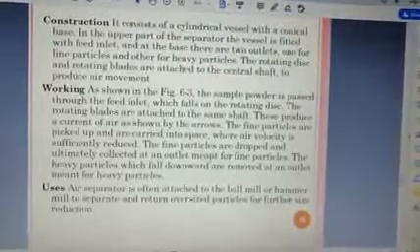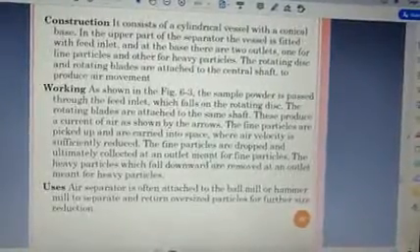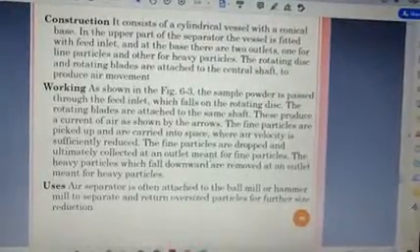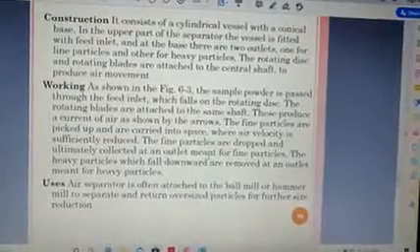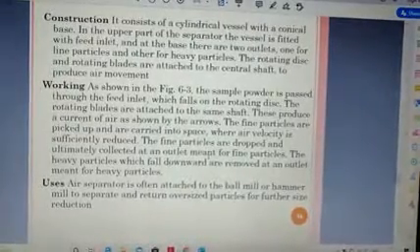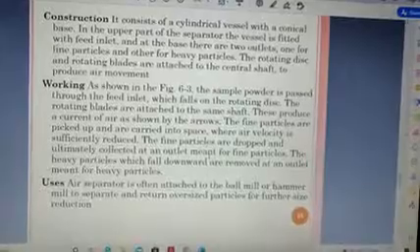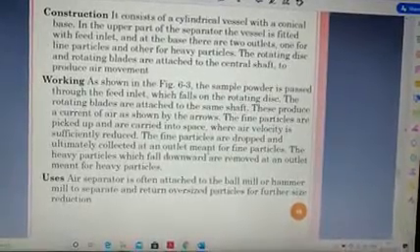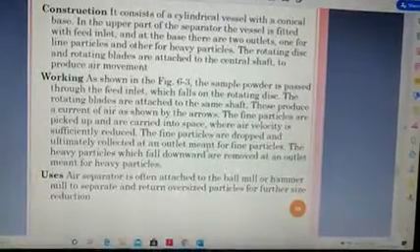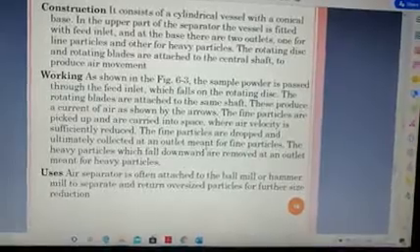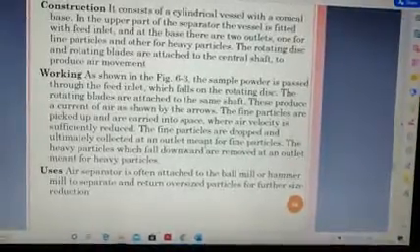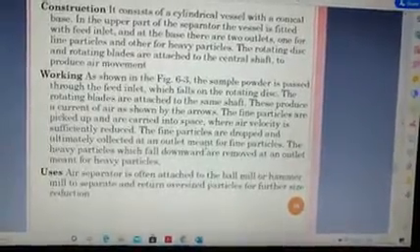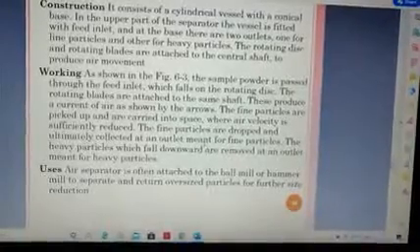Working. As you can see in the figure in your book, the sample powder is passed through the feed inlet which falls on the rotating disc. The rotating blades are attached to the same shaft. These produce a current of air as shown by the arrows. So there was a circular, centrifugal movement inside, which is caused by both, that is, you can say the synergistic action of the blades and the disc.